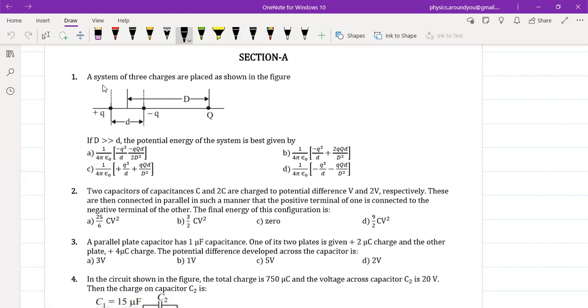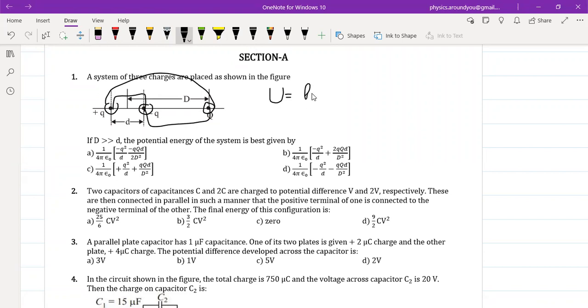The first question, a system of three charges. This has been asked in one of our previous tests, I presume, how to go about it. We first write an expression. There's a shortcut also, which shall be revealed later. The potential energy expression is, I will make as many pairs as possible. How many pairs can I make? I can make one pair, two pairs, and three pairs of charges.